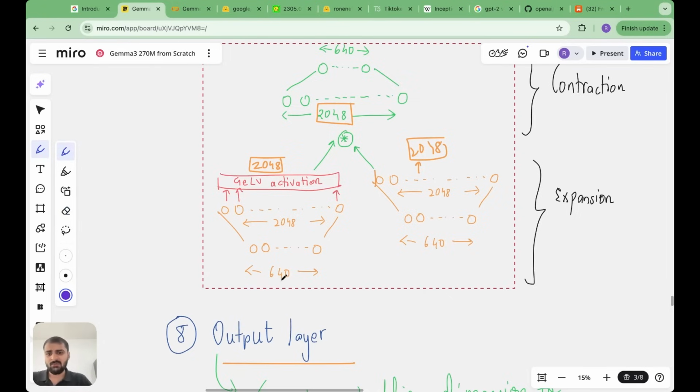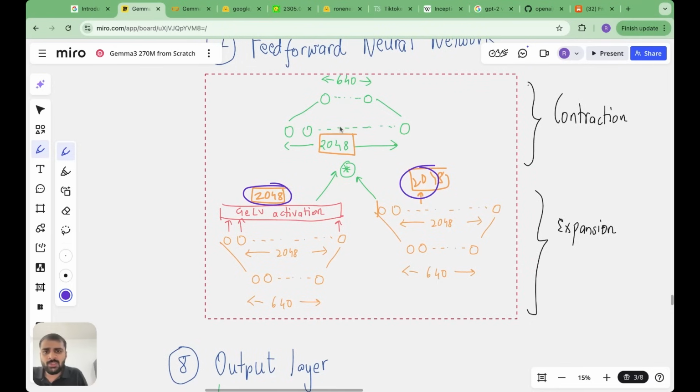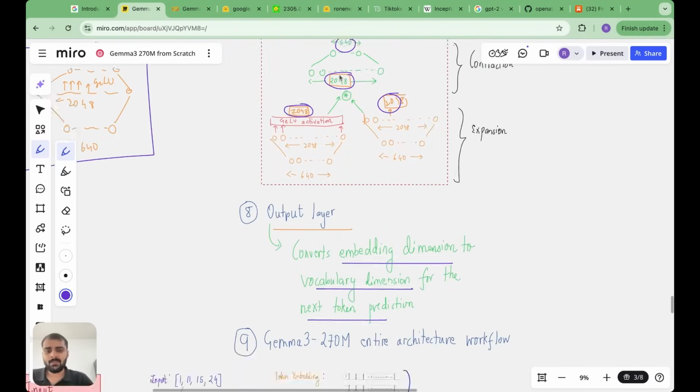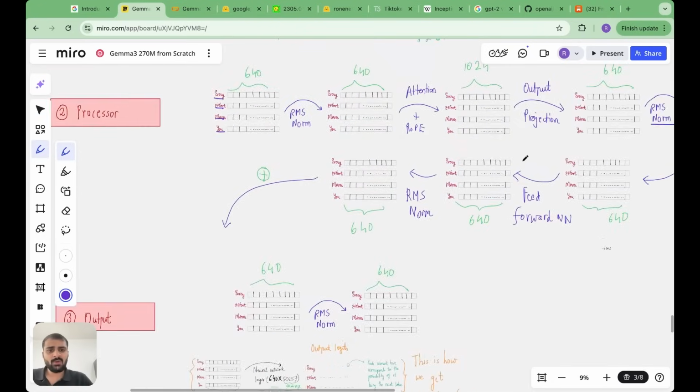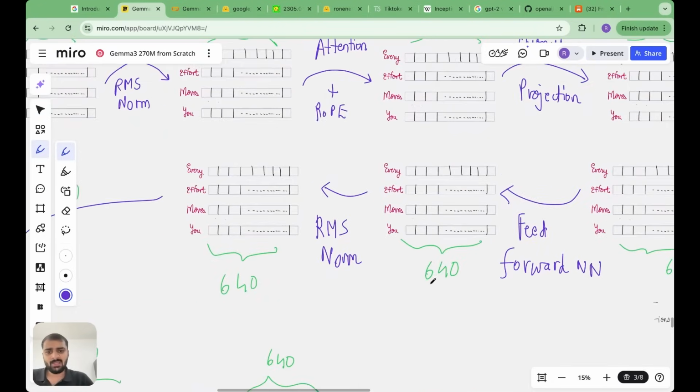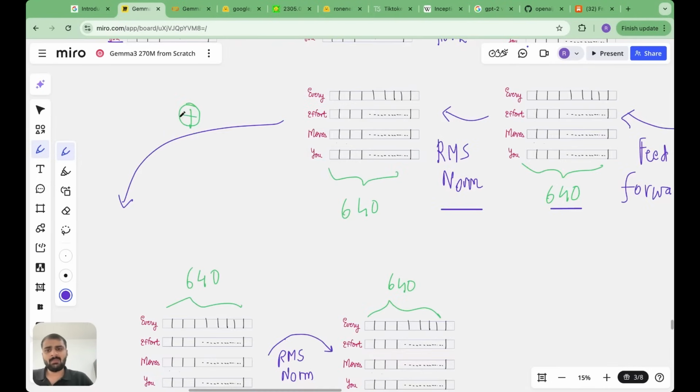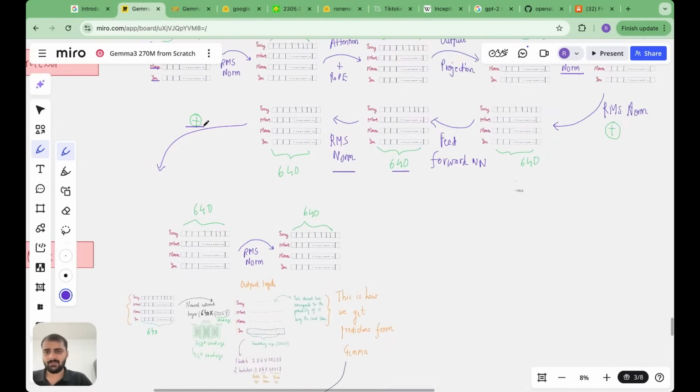In one, 640 is expanded to 2048, goes through the GELU activation, and we again have 2048. In the second, 640 is expanded to 2048. We have an element-wise multiplication of 2048 with 2048. That leads to a 2048, and then we compress it back to a 640 dimensional vector. So the output of this feed forward neural network is 640 dimensional. Then we again have RMS norm, and finally we have the shortcut connection, right?